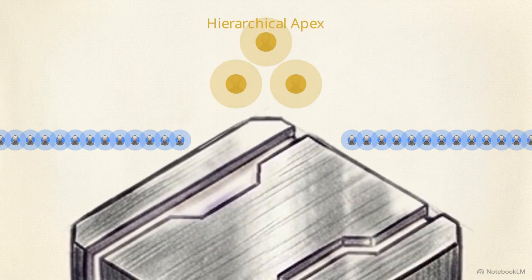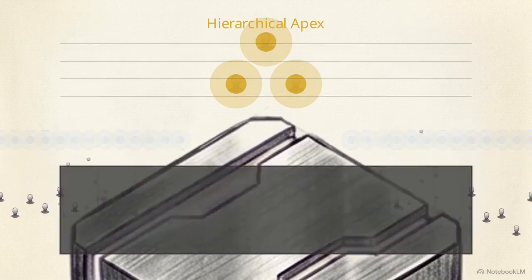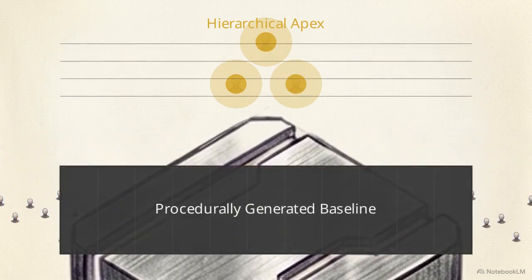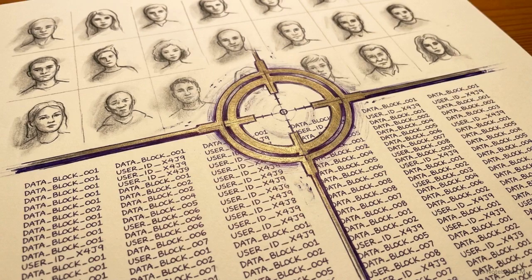That means it consists of a highly curated hierarchical apex sitting on top of a massive procedurally generated baseline. Verifying the authenticity of this underlying baseline data is the single point of failure. If the baseline data proves synthetic, the entire sovereign network is rendered synthetic alongside it.